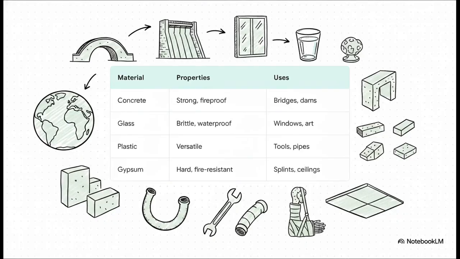And this brilliantly illustrates the real-world results of all that work. By processing the earth, we create concrete, which is intensely strong, watertight, and fireproof, perfect for building giant bridges and dam walls. We take ordinary sand and process it into glass, giving us waterproof, transparent windows. We create highly versatile, economical plastics for all our tools and pipes. We even process gypsum to create fire-resistant ceilings. And, get this, the hard splints that doctors use to fix our very own broken endoskeletons. We essentially take the raw earth and we re-engineer it into the protective shells and frame structures of our everyday lives.